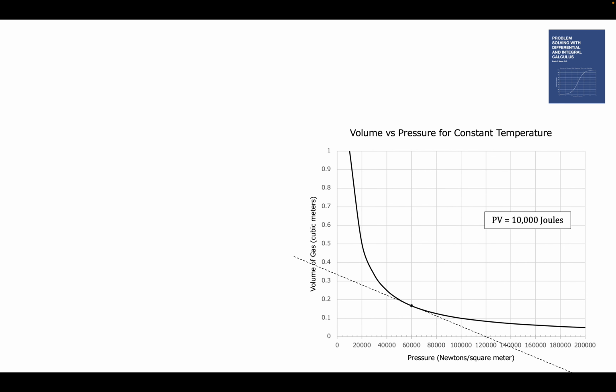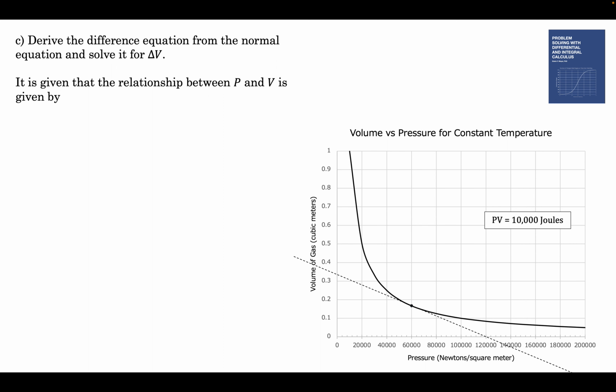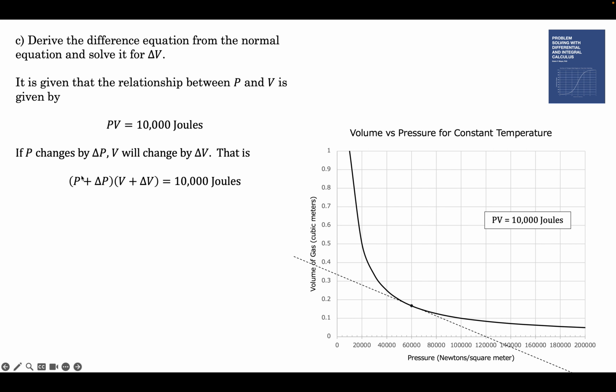So now we can do part C. What's the difference equation? This is a little bit of a challenge. We have P times V is 10,000. So we're going to change P, and V is going to have to change because their product always has to be 10,000. So this is one point, PV is 10,000. We move a little bit away, and we get P plus delta P, and V is going to change by delta V. So this is our new point, a different pressure and a different volume. And the product has to be 10,000.